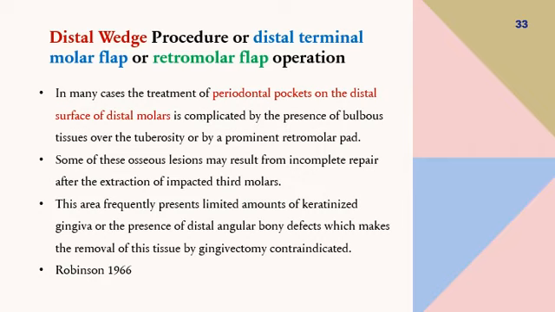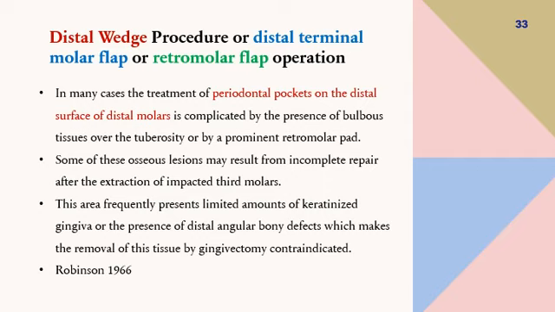The next kind of flap that I want to discuss is the distal wedge procedure, which is also called the distal terminal molar flap or retromolar flap operation. In many cases, the treatment of periodontal pockets on the distal surface of distal molars is complicated by the presence of bulbous tissues over the tuberosity or by a prominent retromolar pad.